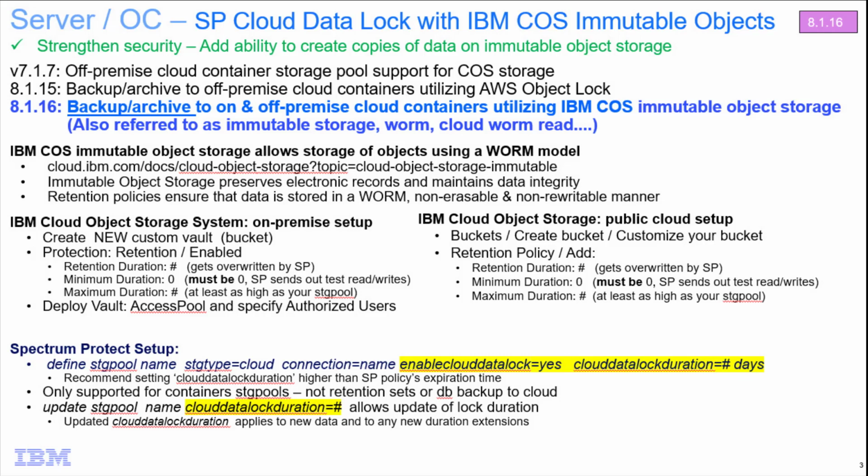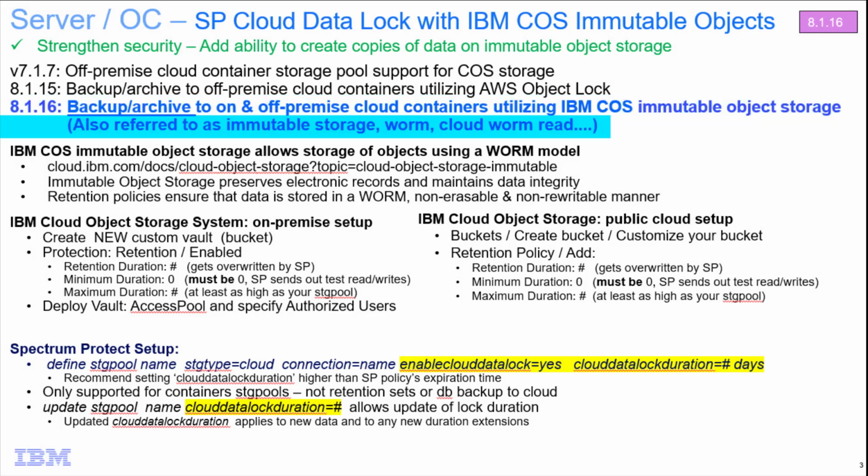Hi, welcome to this demo of IBM Spectrum Protect and our support for Cloud Data Lock with IBM COS Immutable Objects. Back in version 8.1.15, we introduced this capability for the AWS Cloud Storage Pools, and now we're introducing it for both on-prem and off-prem IBM COS Immutable Object Storage.